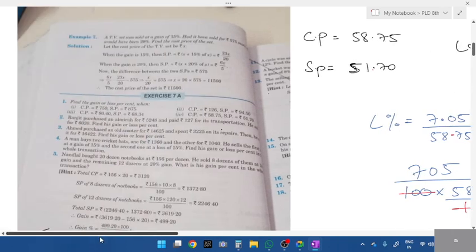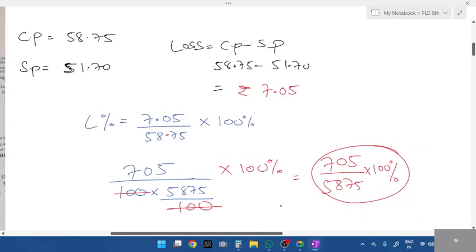Calculated. Just a minute, I'll check the next one. Rohit purchased and paid transportation. Okay, complete this, students. Try this. I'll just be back.